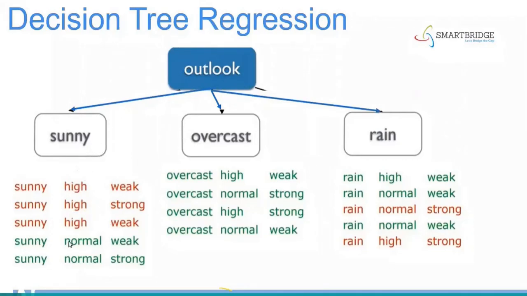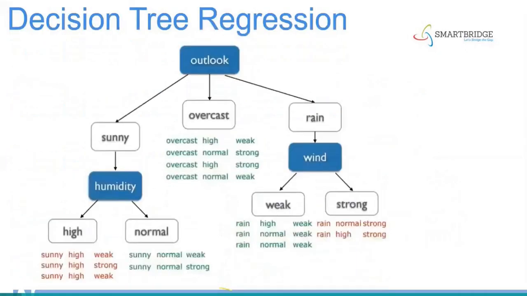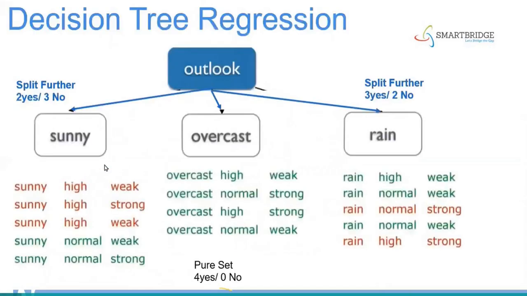So here first the data on Outlook got split. Over here it gets split on wind, or humidity. Okay. So now in the next step it is called a pure set. This is an impure set, so that's the reason you have to split it further. This is also an impure set. That's the reason you have to split it further. Now, after that, it is splitting on humidity. So here humidity is high or normal.